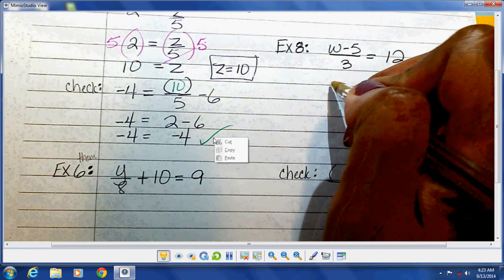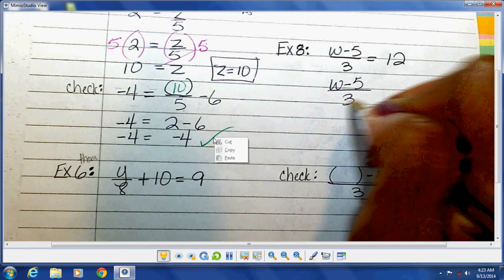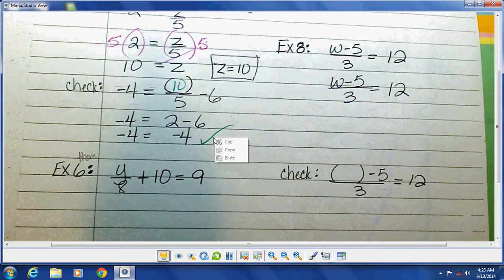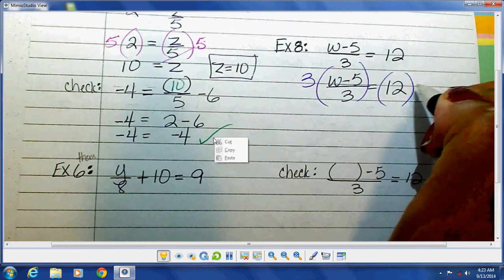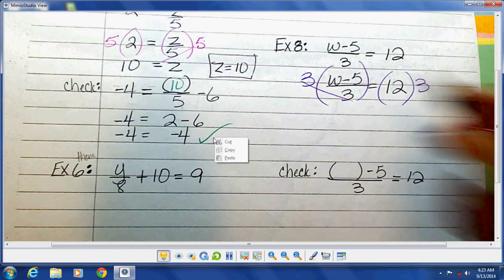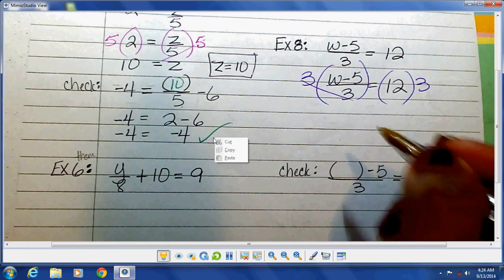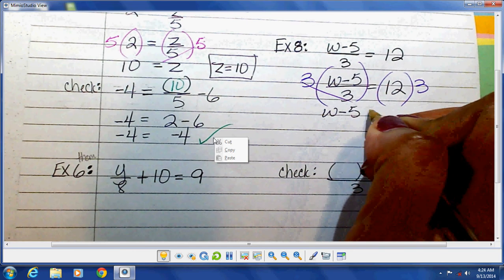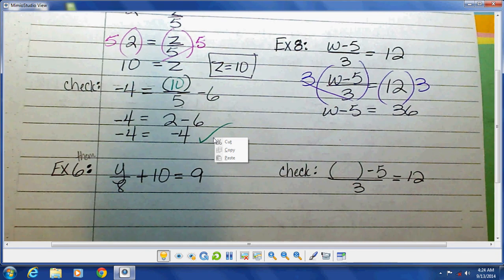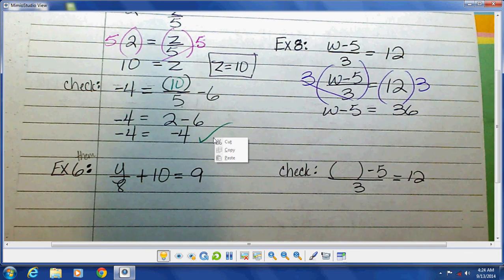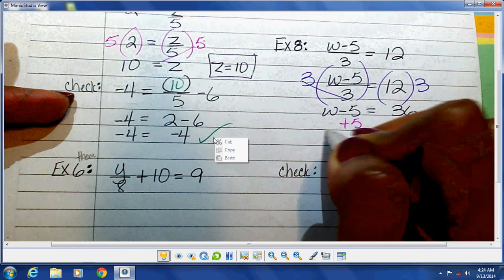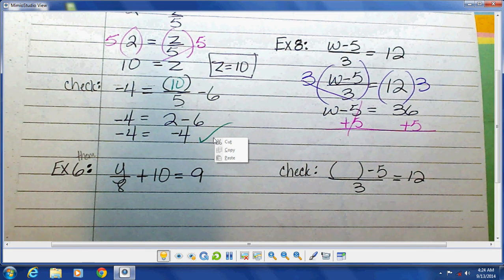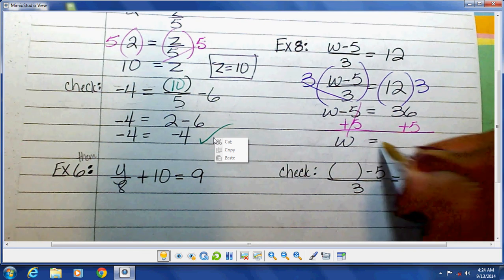So I'll start off by rewriting this. And since I am multiplying both sides by 3, I'm going to put these in parentheses and put a 3 on the outside. These 3's are going to cancel. And now I'm left with w minus 5 equals 36. So now to isolate my variable, I need to add 5 to both sides. The 5's cancel. So my solution is w equals 41.